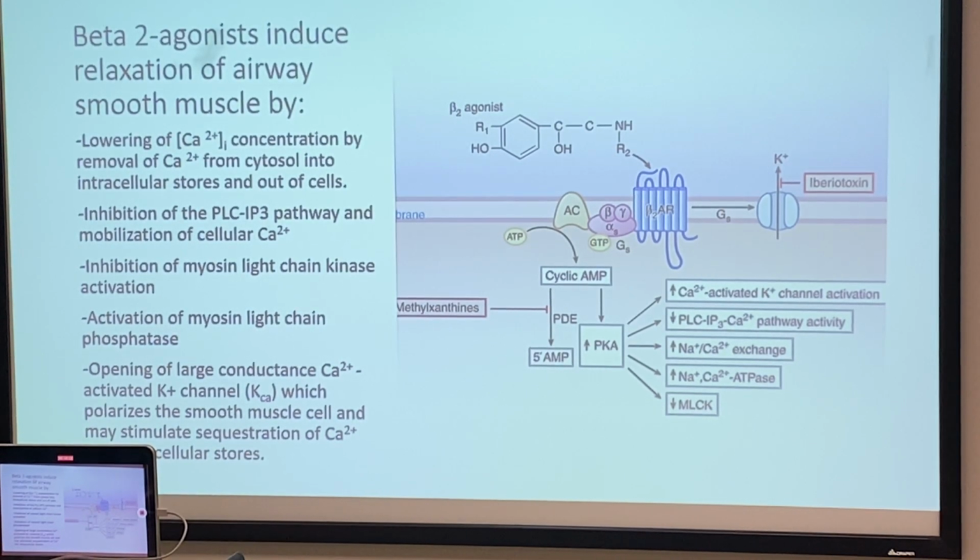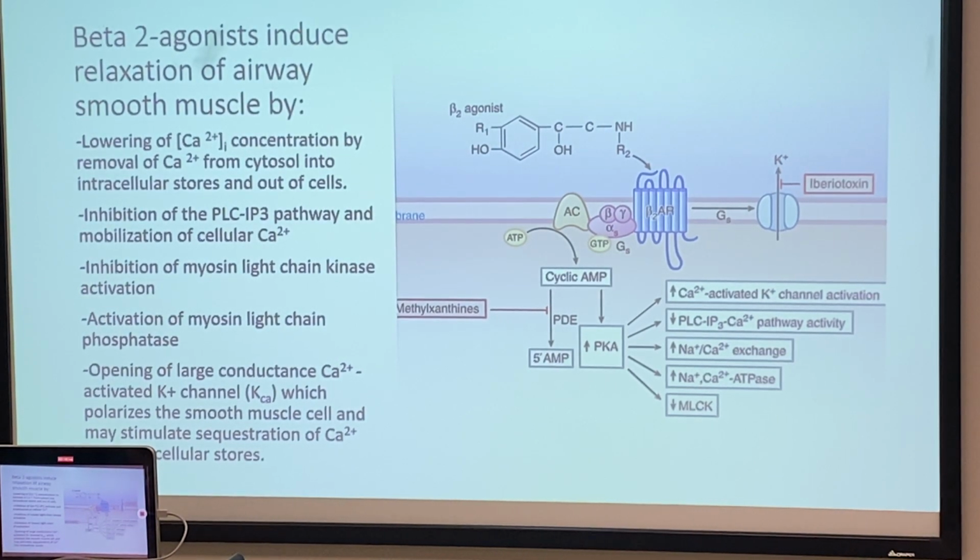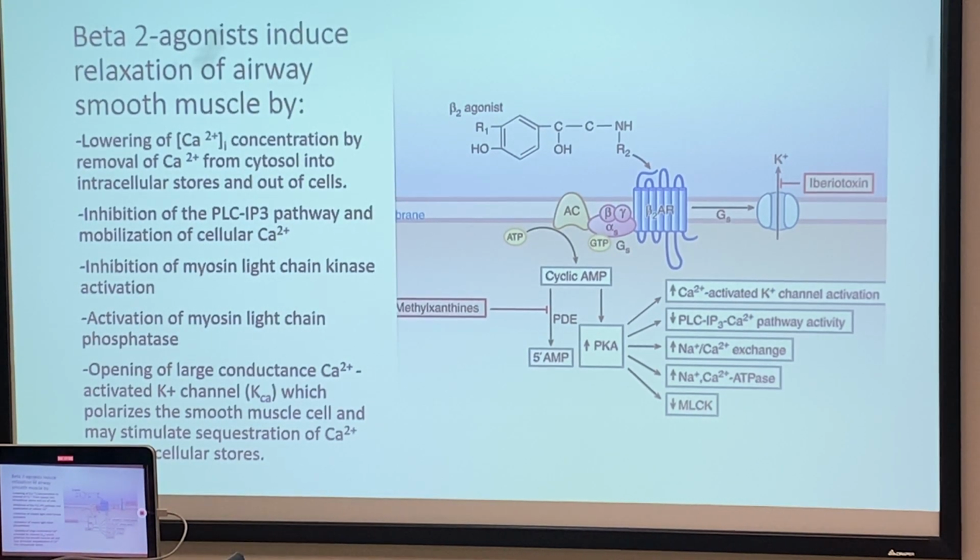Activation of myosin light chain phosphatase. So they activate the myosin. Troponin, tropomyosin are the molecules which can trigger the contraction of the blood vessels or the bronchial vessels. So that will contain the dilation. So activating the myosin light chain, it will dilate. Opening large conductance, calcium activated potassium channels. So the calcium activated potassium channels hyperpolarize the smooth muscle cell and therefore may stimulate sequestration of calcium into intracellular storages, that is in the endoplasmic reticulum. So these are the pharmacological targets, how the beta agonists cause bronchial dilation or vascular dilation.